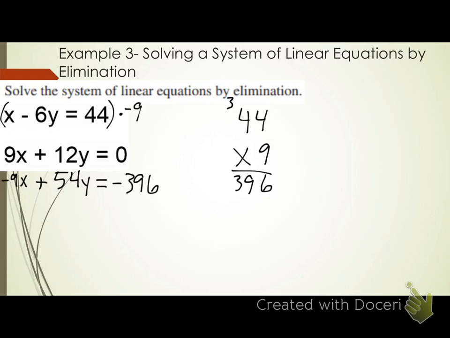We have same number opposite signs, so let's add our equations. What happens to my x values? They're eliminated. 12y plus 54y.